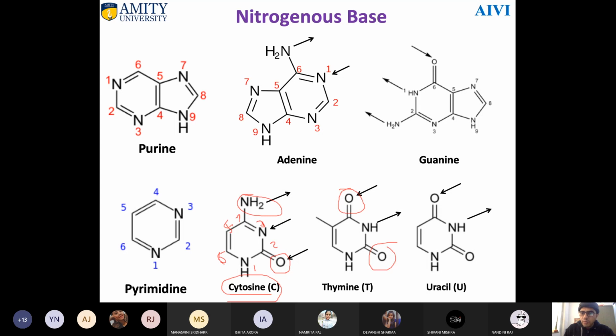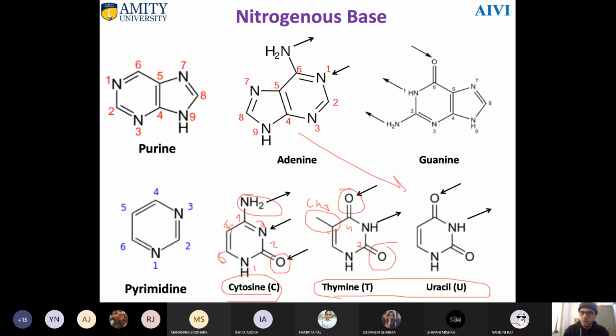And one more thing: thymine and uracil are both structurally similar, except for one variation. This is 2 and this is 4. In both you have oxygen at 2 and 4, but at the 5 position you have a methyl group, CH3. That's why we also call thymine 5-methyl uracil. Thymine and uracil both pair with A because they are structurally similar. The only difference is that thymine is the methyl derivative of uracil.